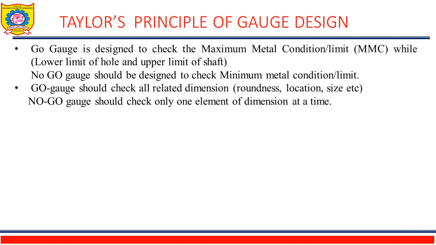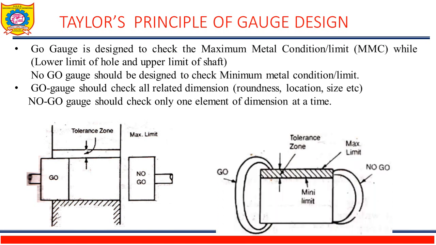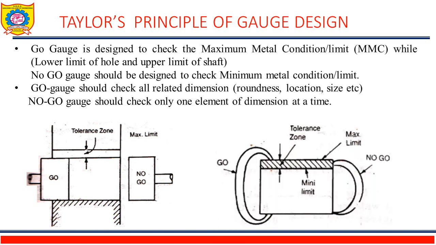Let us see here. This is one figure which is showing us the hole and the tolerance zone for the hole, and go and no-go sizes of the gauges are given here.